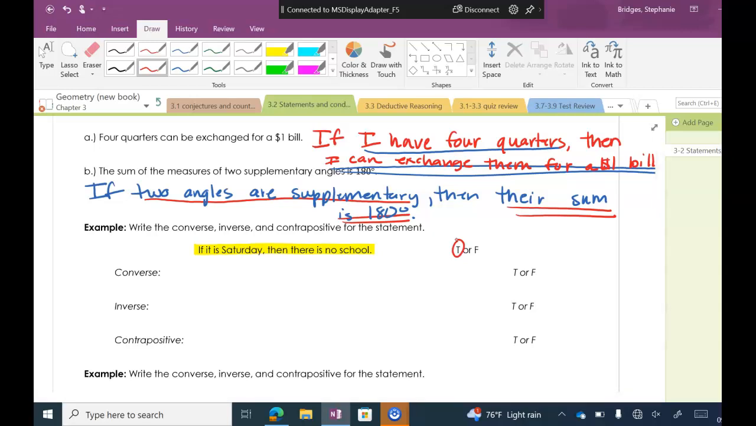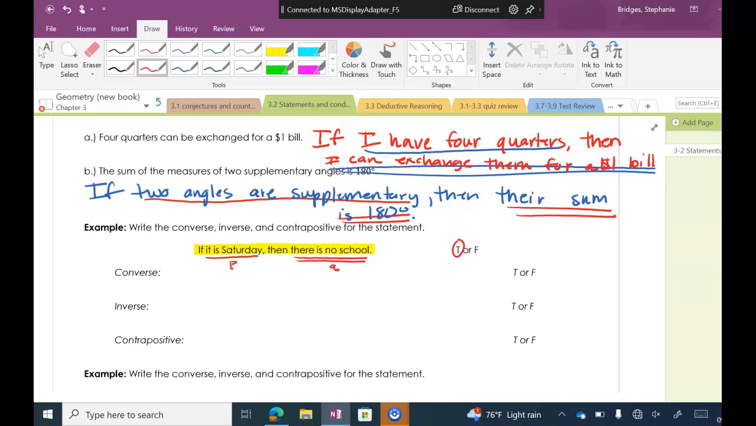Okay, let me ask you this. Before we start trying to write our sentences, what is my hypothesis? It is Saturday. And my conclusion is there is no school. Okay, so that's my hypothesis, P. That's my conclusion, Q. So we're going to write the converse first. So what does the converse say that I do with my P and my Q? I just switch them, right?